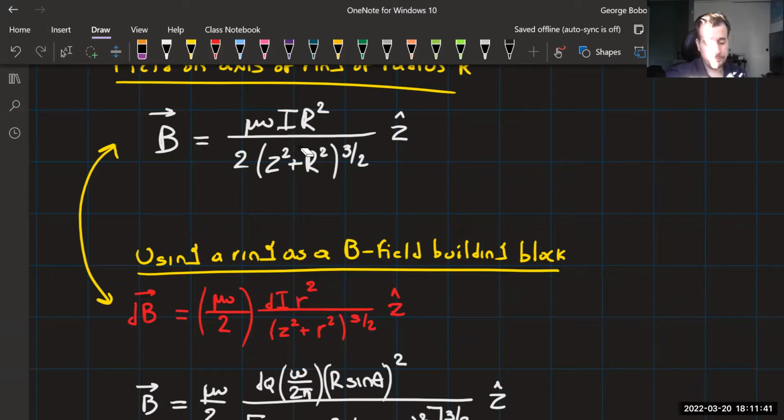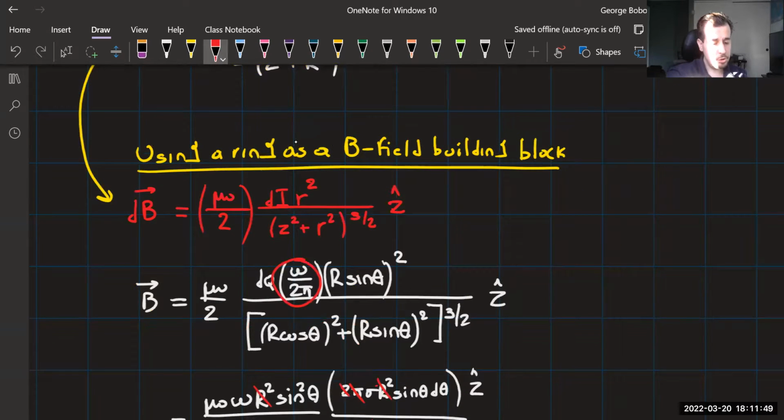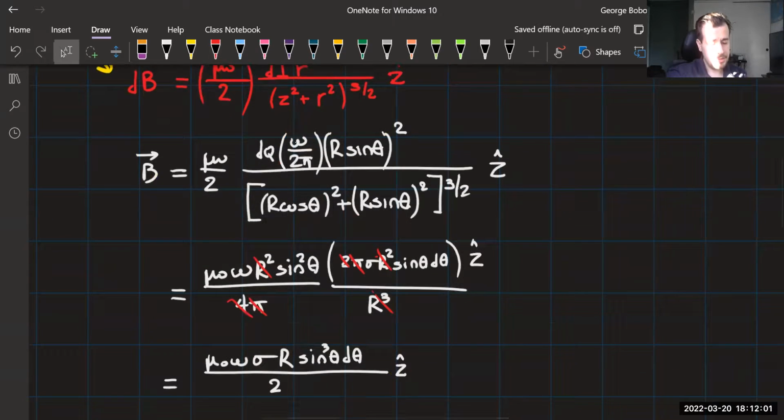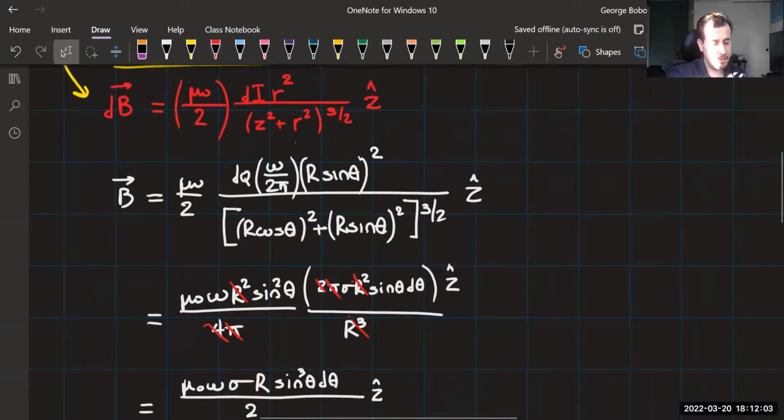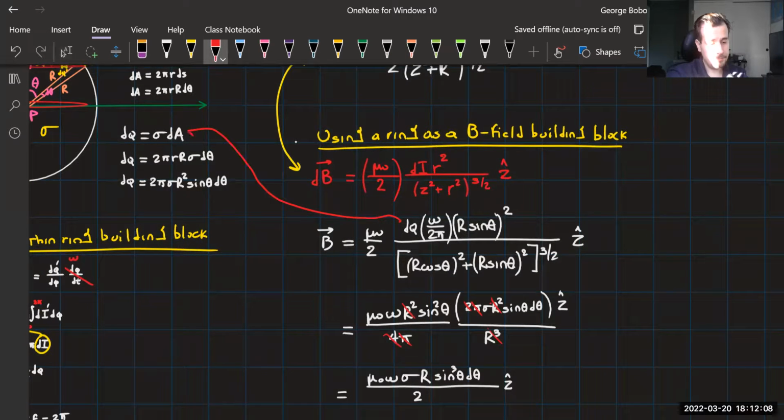You see what I'm saying? So the remainder is the dI. Remember, dI used to be omega over 2 pi times that dq, which I hadn't changed yet into what it is. I'm going to change it now. It's going to be sigma times dA. You're going to see that happen. It has happened here. So we followed through.